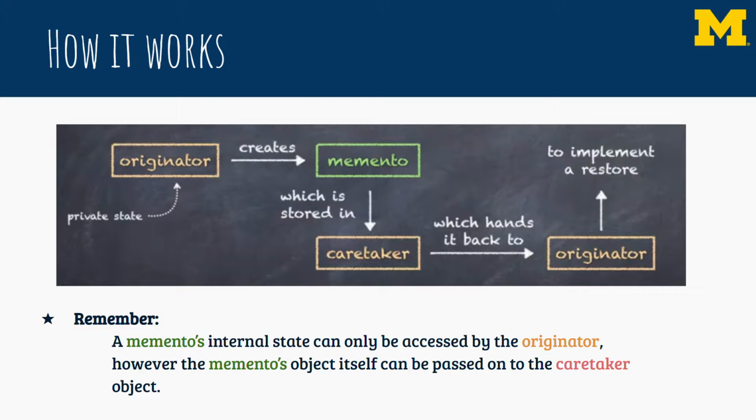It will be a lot more clear later on when I go into the UML class diagram, but it is important to keep in mind that a memento's internal state can only be accessed by the originator, but the memento object itself can be passed on to the caretaker object.